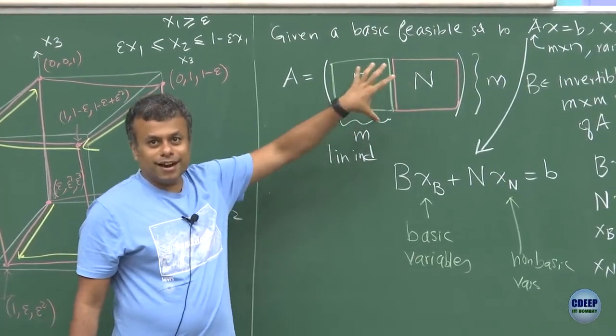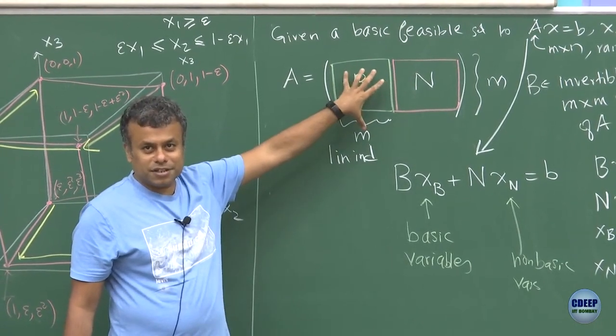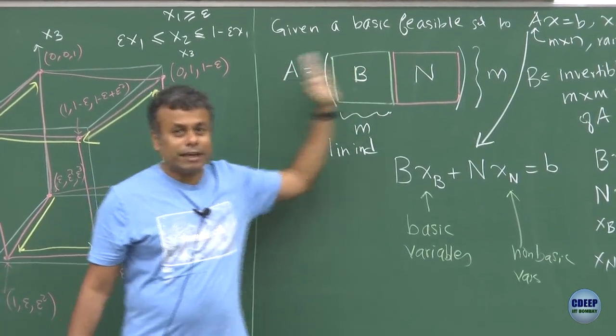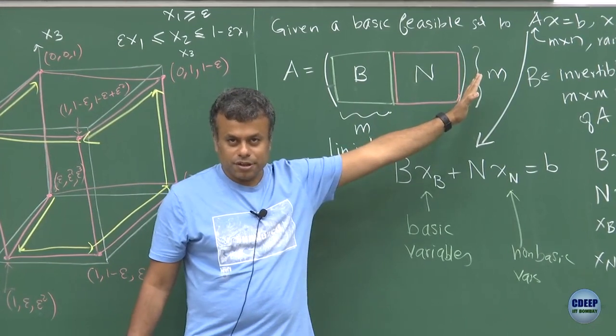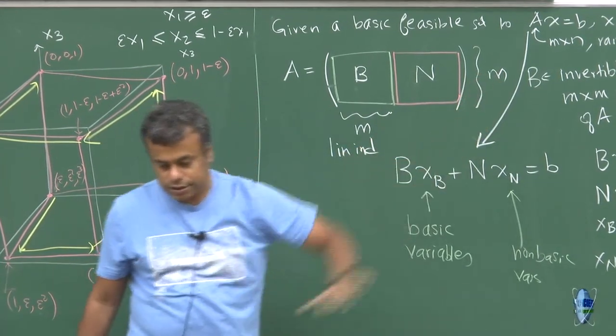So we know that there are invertible submatrices in there. So we are picking one of them. There are multiple invertible submatrices. Yes, it's another way of saying it.